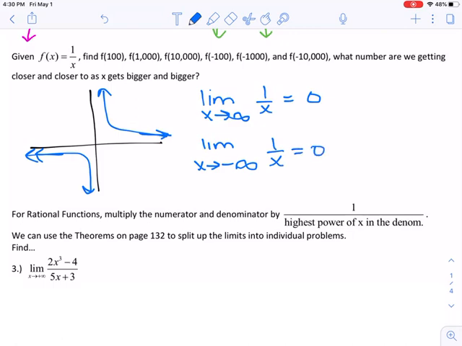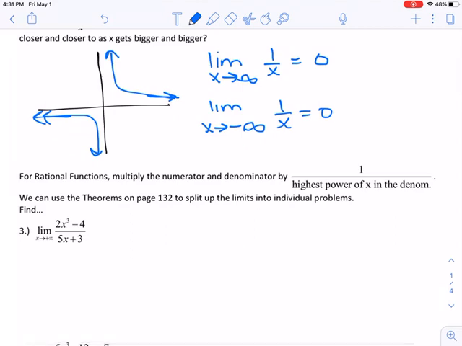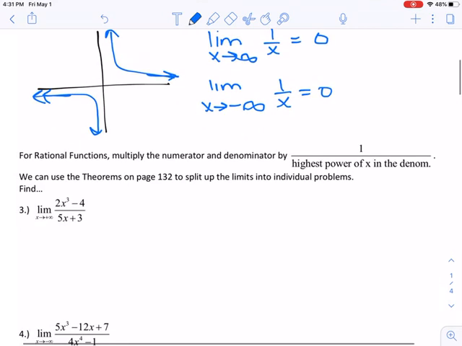We can use this to help us find our limits of our rational functions. Whether it's a 1 over x or 2 over x squared or 10 over x to the 7th, any constant over an x, its limit is always going to approach 0. For rational functions, in order to find the limit, we're going to multiply the numerator and denominator by 1 over the highest power of x in the denominator when our x is approaching infinity or negative infinity. So we only do this for our problems where our x is approaching infinity or negative infinity.